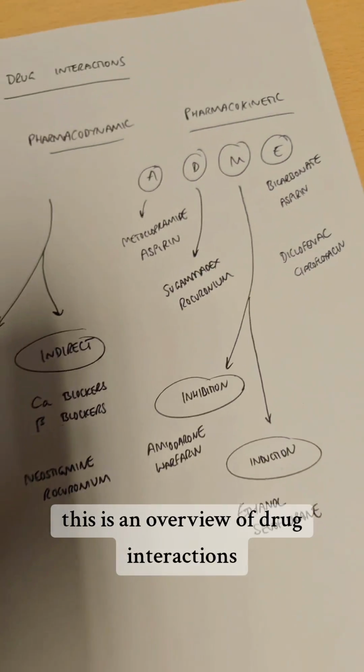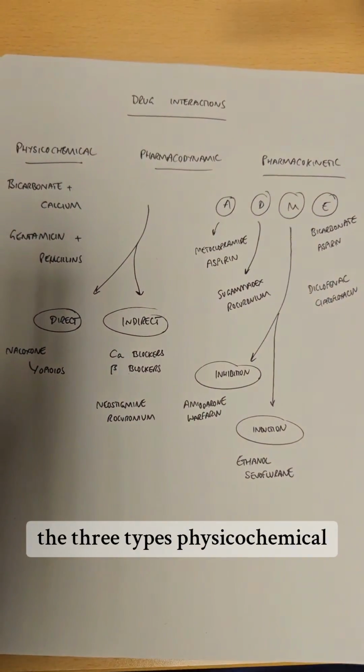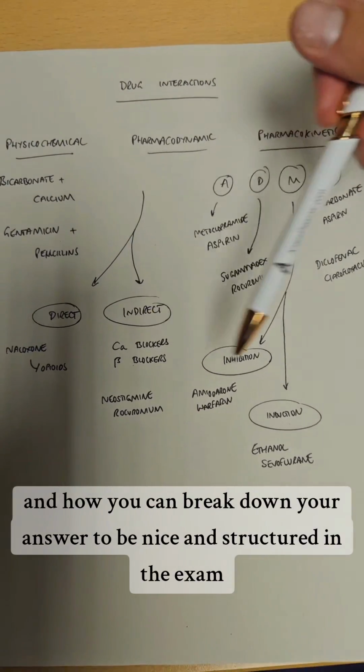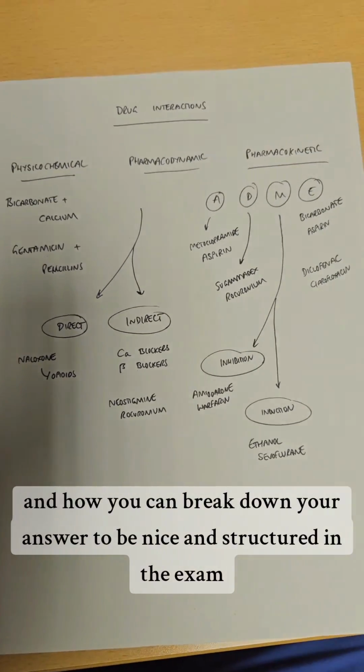This is an overview of drug interactions, the three types: physicochemical, pharmacodynamic, pharmacokinetic, and how you can break down your answer to be nice and structured in the exam.